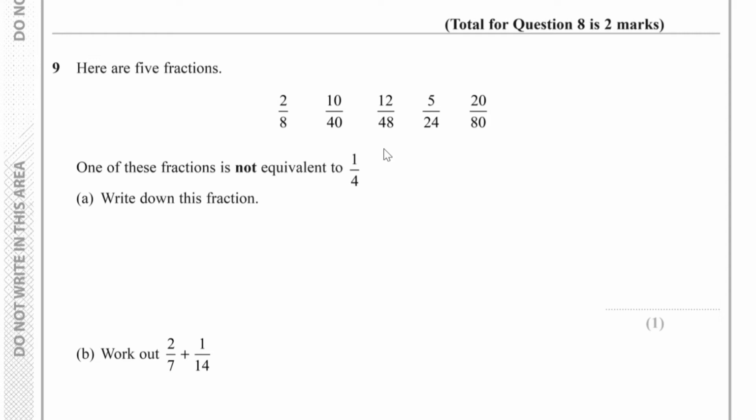Question number 9. Here are 5 fractions. One of these fractions is not equivalent to a quarter. We have to write down this fraction. Well, straight away I can spot that 5 is not a factor of 24, so this fraction cannot be simplified any further. So 5 over 24 is not equivalent to a quarter.